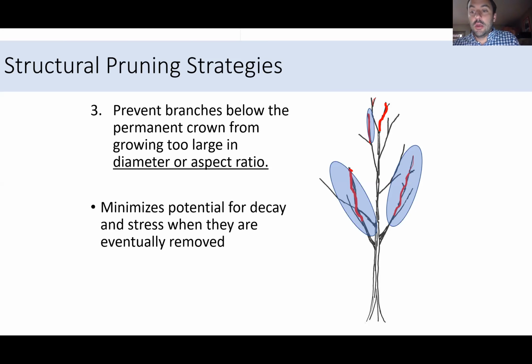Okay. So the blue circles are circles that may align with this strategy. So we're shortening this branch. This branch is getting a little large, so we're removing a bunch of it to slow its growth so that it'll stay small in both diameter and its relative size compared to its parent branch. And the same thing over here.